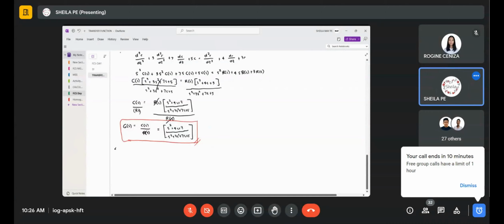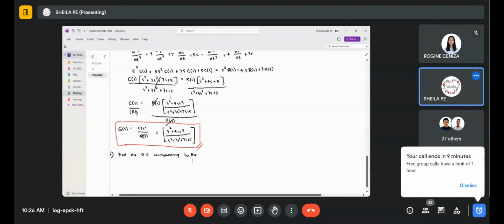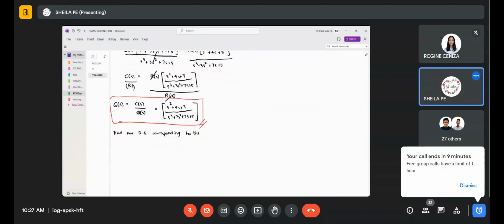Now for example number 4, we need to find the differential equation corresponding to the transfer function G(s) equal to 2s plus 1 over s squared plus 6s plus 2. Okay, that's our transfer function.